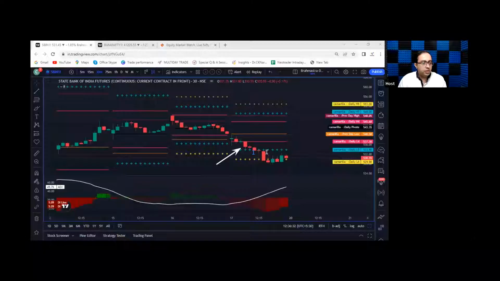Then if you are interested, you will take position number 2. So here your position number 2 is on. Why? ADX has moved above 25. And where is your stop loss? Your stop loss is above H4. How many of you are clear?